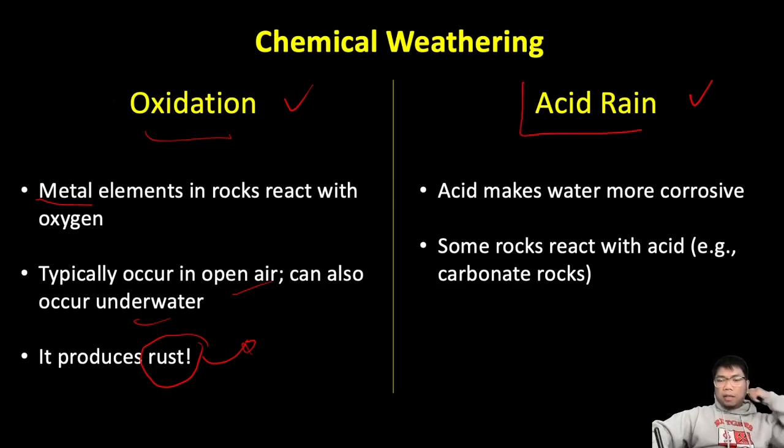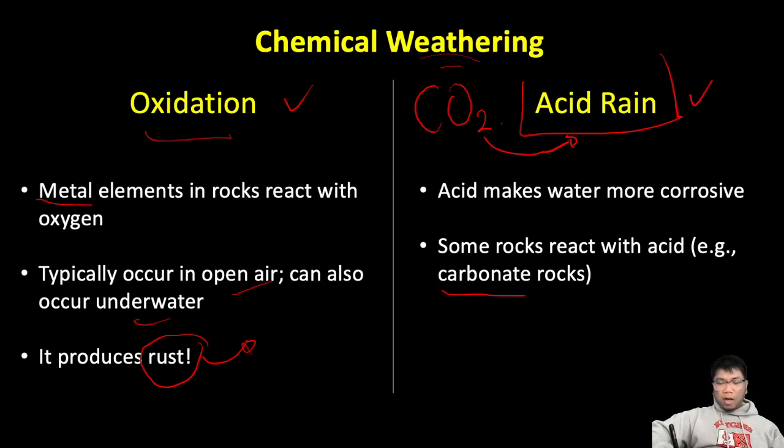And the last one is called acid rain. This happens because we have some excess of carbon dioxide in the atmosphere, and carbon dioxide will mix with some rainwater. Now, when this happens, this is not good for carbonate rocks, because carbonate rocks are known to be a type of rock that reacts very well with acid. So therefore, acid rain could help break down carbonate rocks.